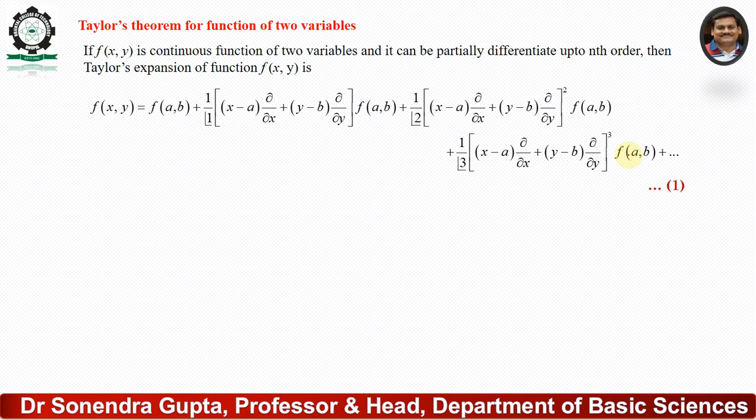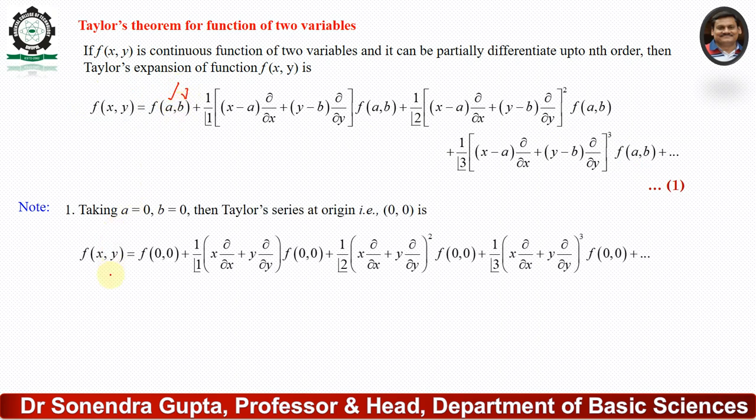This formula is equation number 1. If we put the values a = 0 and b = 0, then we get the new equation f(x, y) = f(0, 0) + 1/1! [x ∂/∂x + y ∂/∂y] f(0, 0), and so on.